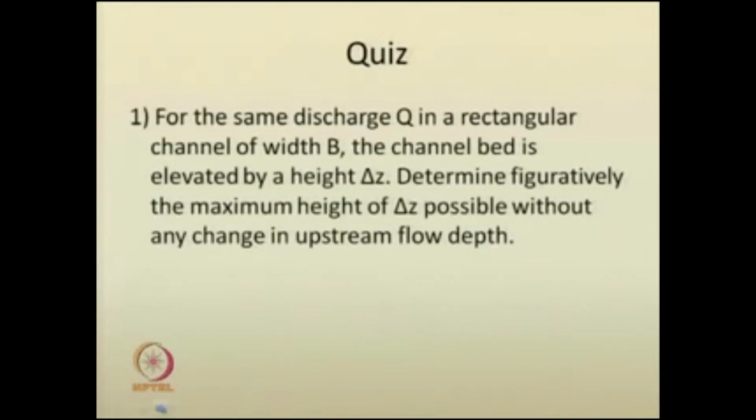Let us do two quiz problems quickly. The first question for today's lecture is: for the same discharge q in a rectangular channel of width b, the channel bed is elevated by a height del z. Determine figuratively the maximum height of del z possible without any change in the upstream flow depth. You have to solve it using a figure, and explain it through the figure.